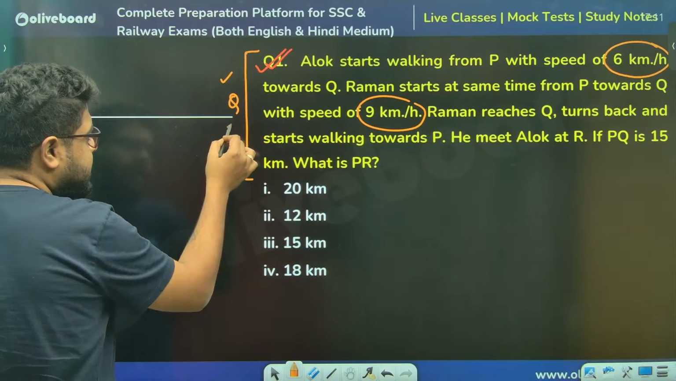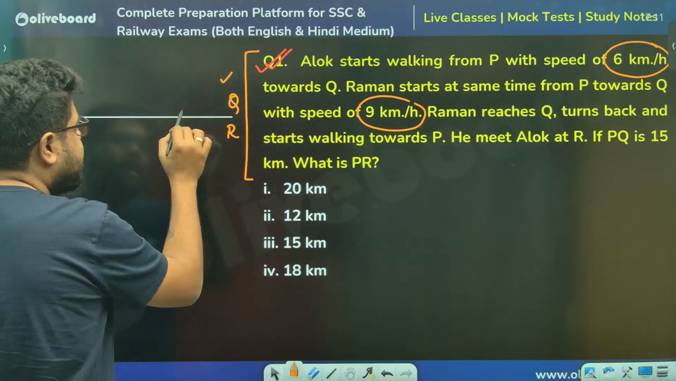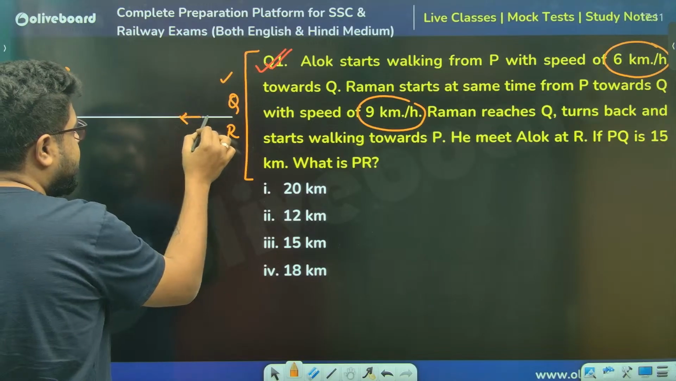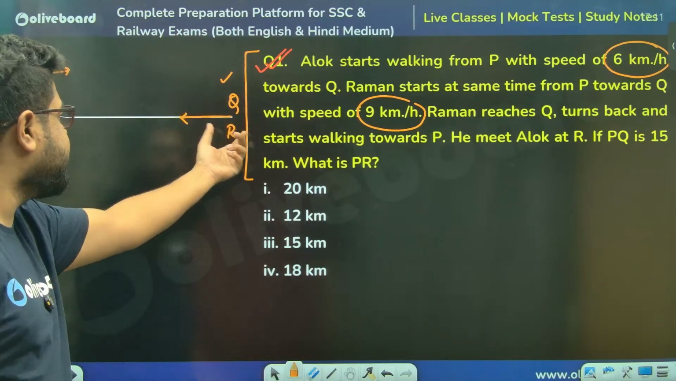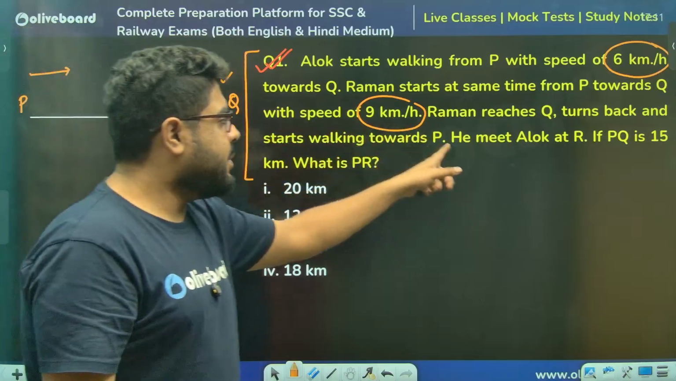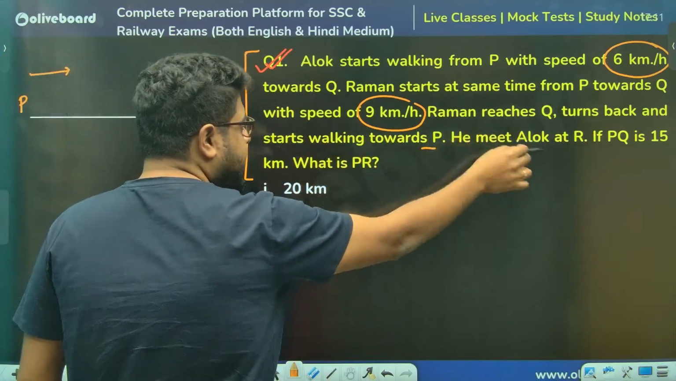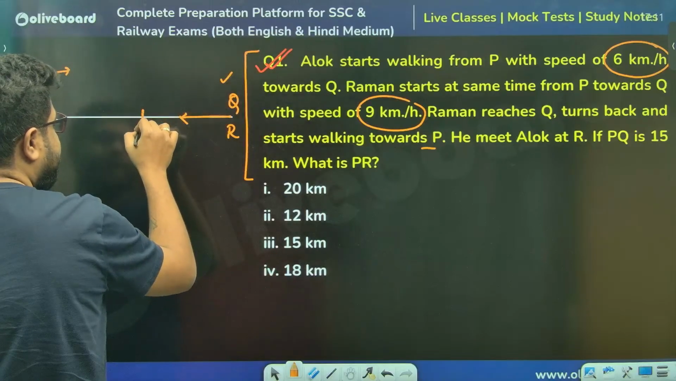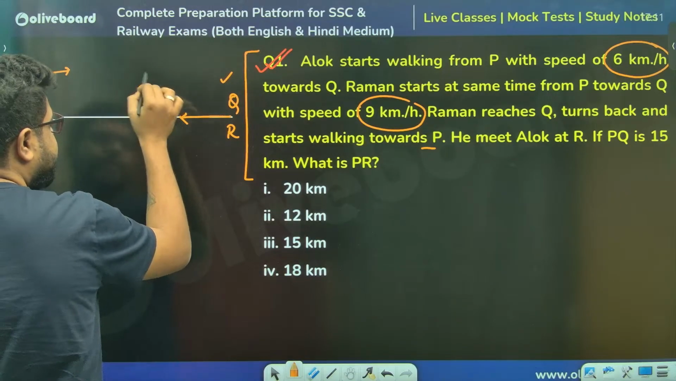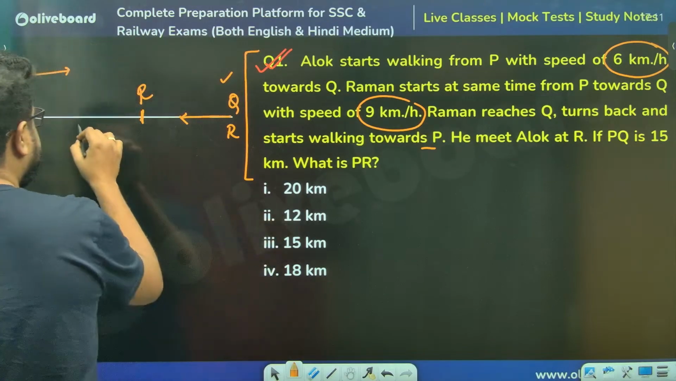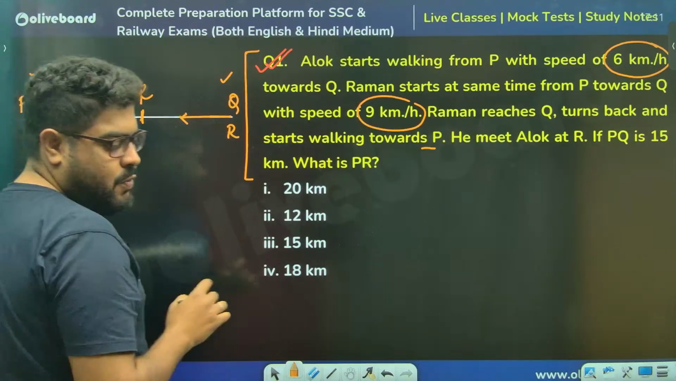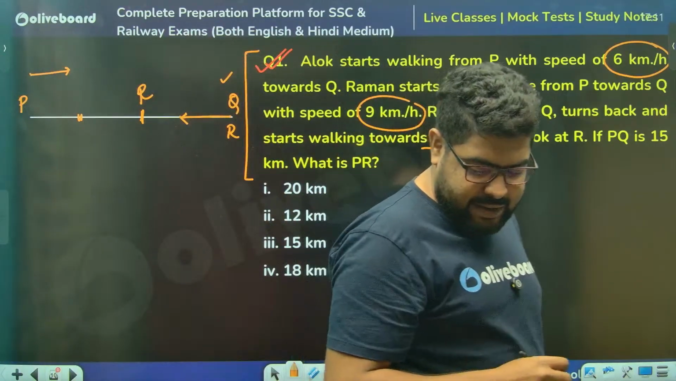So Raman has reached here. Then he went back, starting to go in the opposite direction from Q to P. Raman reaches Q, turns back and starts walking towards P. Now he is meeting Alok at this point, let's say R. They are asking what is the length of PR. What exactly is the length of PR?